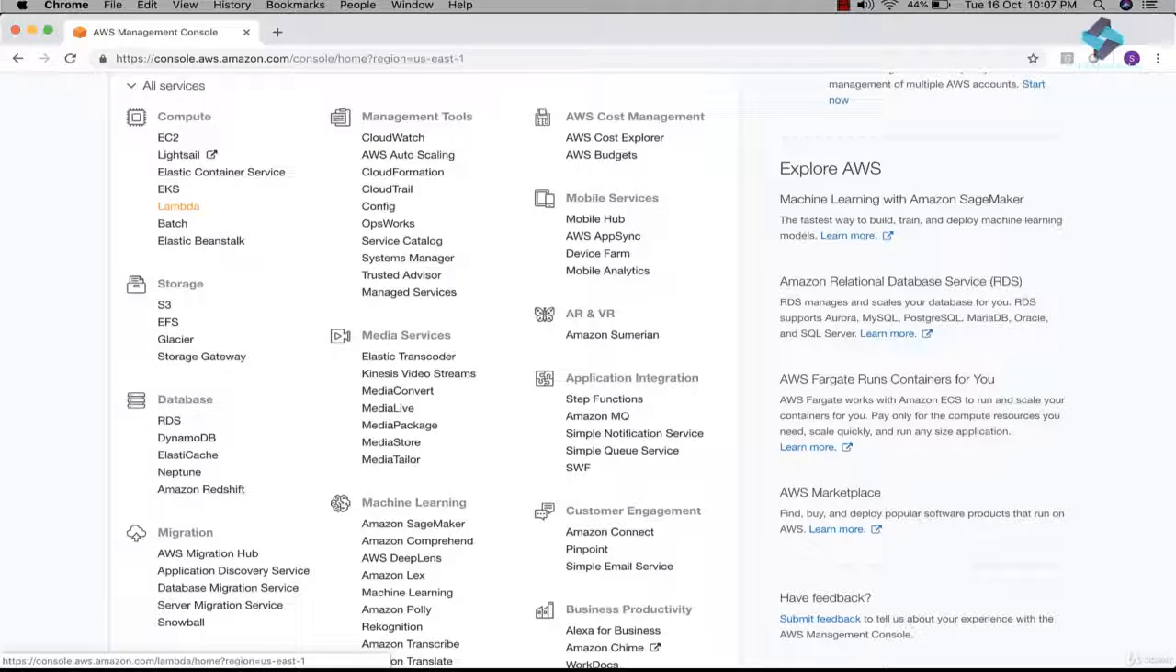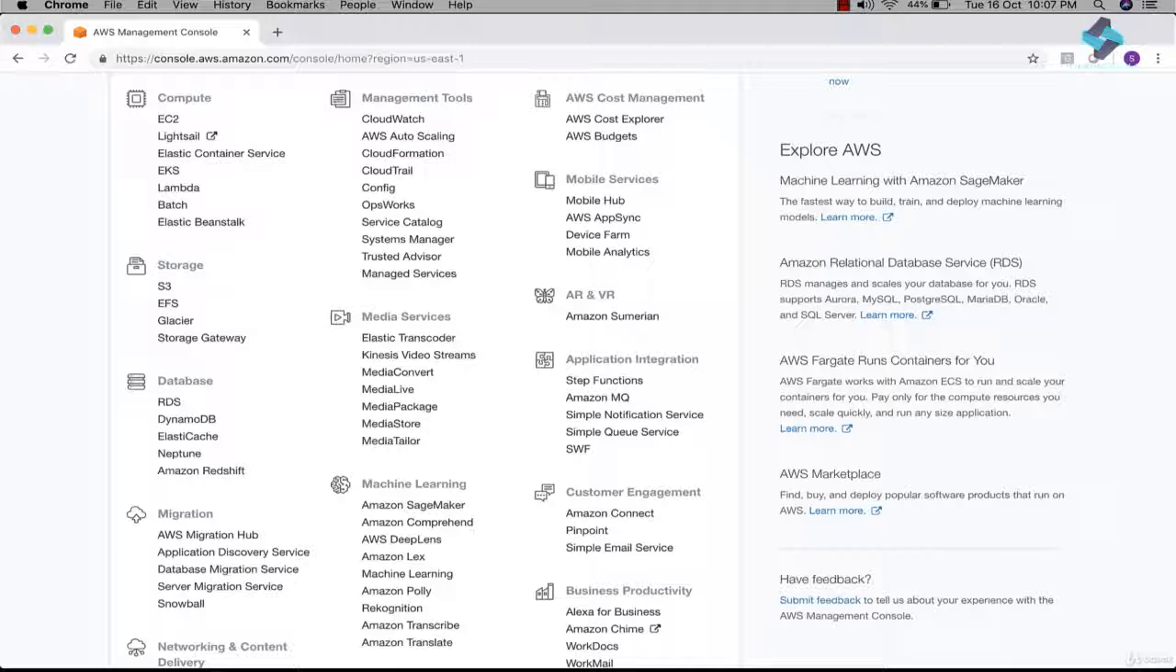AWS Lambda, which is one of the most famous serverless services provided by AWS. They have launched something called Elastic Container Service Fargate, which is also serverless. Then they have Amazon Aurora serverless. Think about it. They have a database which is serverless.